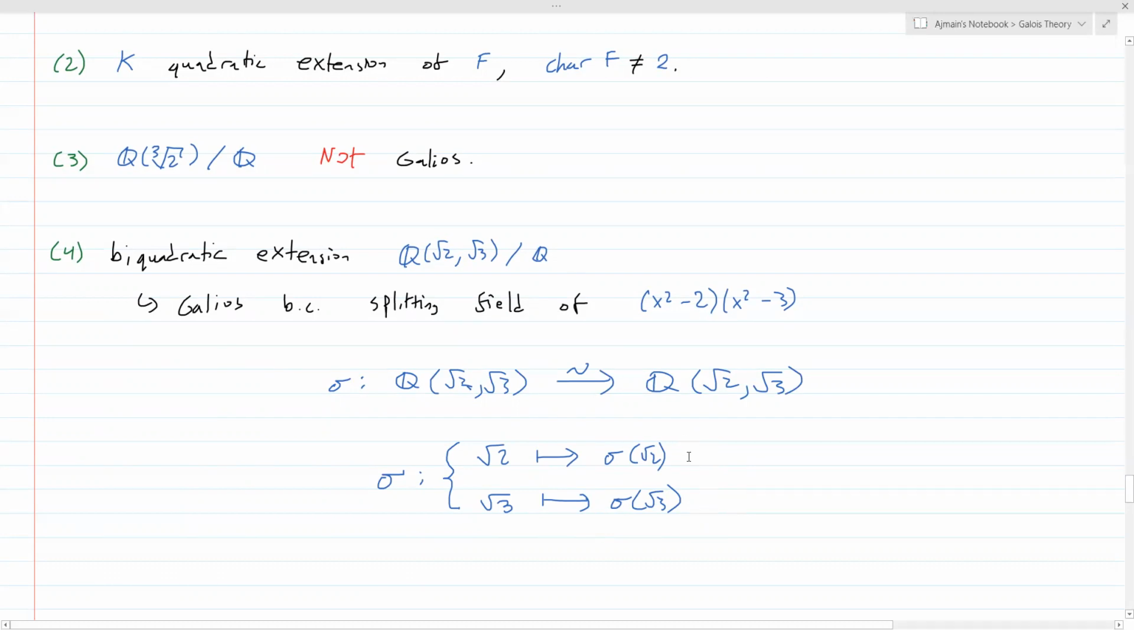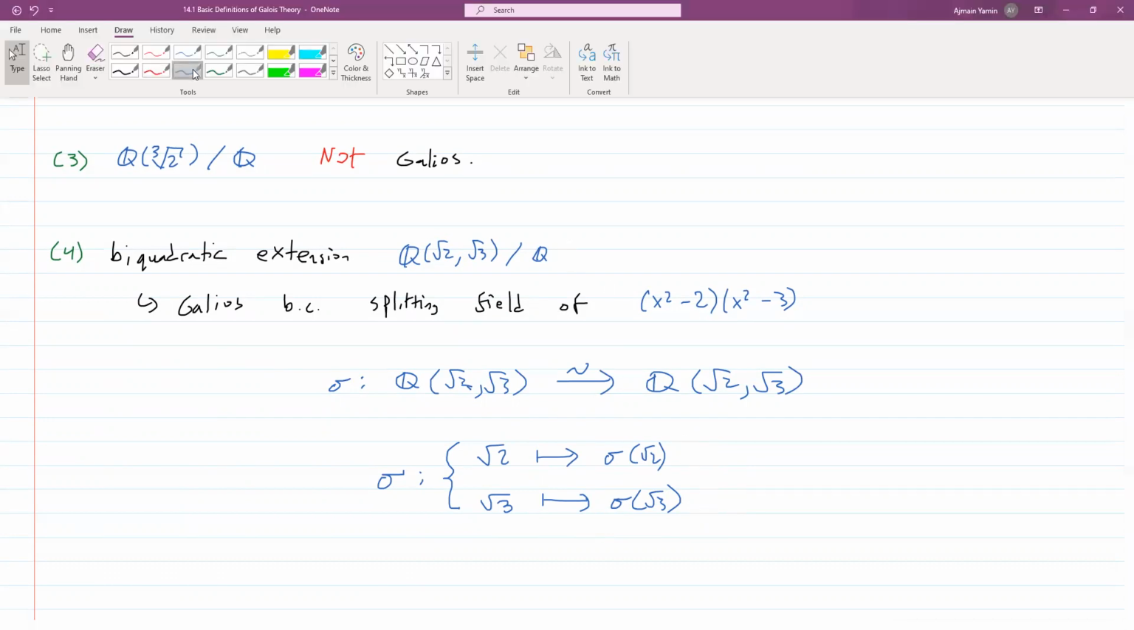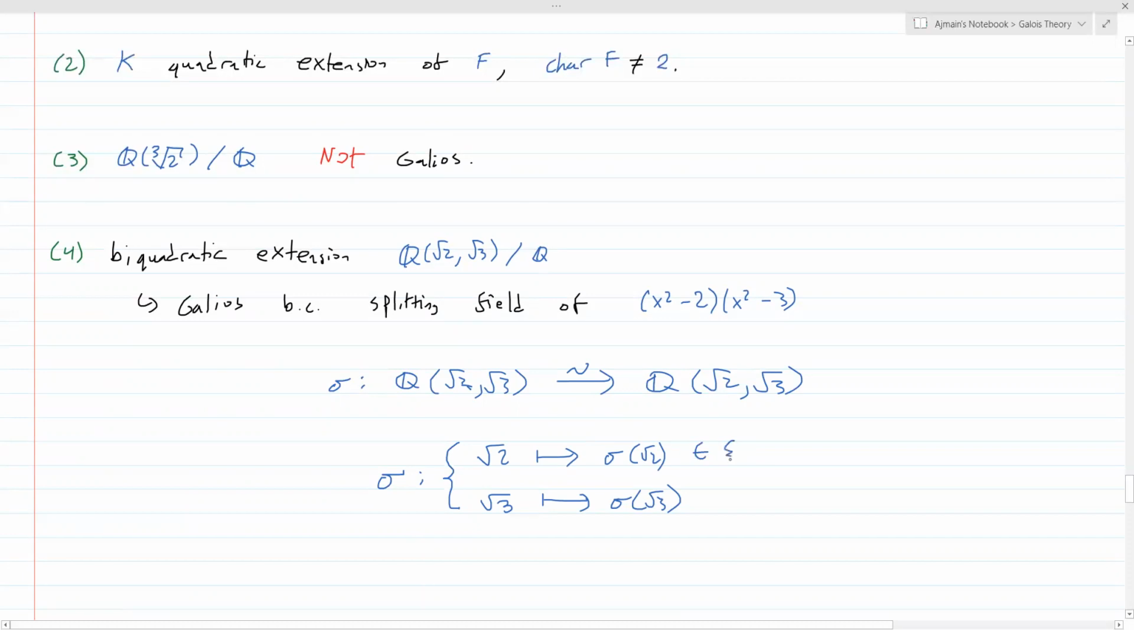This guy has 2 choices. It could either be square root of 2 or minus square root of 2, because the roots of the minimal polynomial of square root of 2 have to be permuted. So you have to take square root of 2 to a conjugate of square root of 2, either square root of 2 or minus square root of 2. And then this guy has to go to square root of 3 or minus square root of 3.